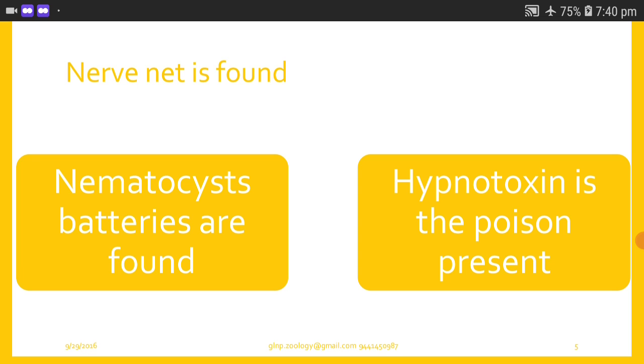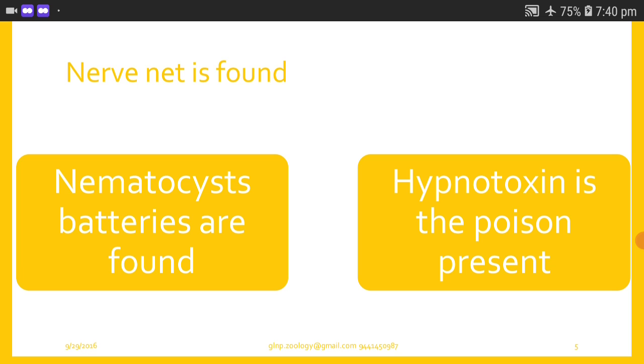And there are certain specialized cells in Hydra and also in jellyfish that are used for stinging other organisms. These cells are called nematocysts. A group of nematocysts is called a battery. Nematocysts contain certain needle-like structures and coiled thread-like structures, and apart from that, there is some poison. The name of that poison is displayed in this slide, and that is nothing but hypnotoxin.